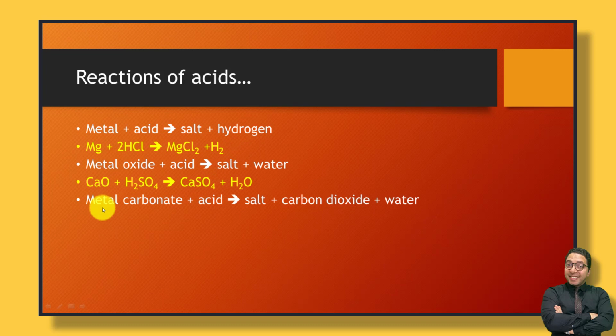Let's see an example for the reaction between metal carbonate and acid. When potassium carbonate reacts with nitric acid, they produce potassium nitrate, carbon dioxide, and water.